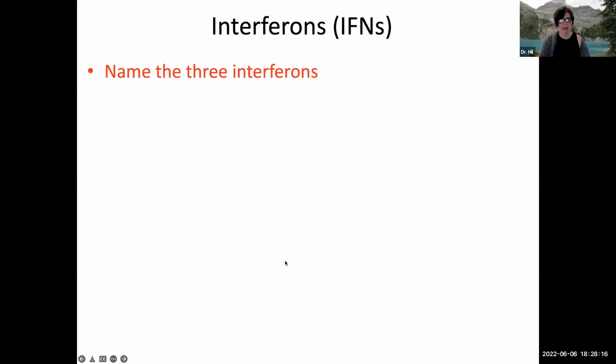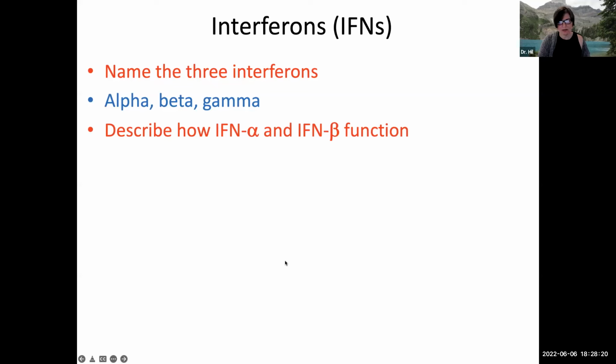Alpha, beta, and gamma. All right, so alpha and beta basically do the same thing. If you were to describe their function, what would you say? Put that into the chat. How would you describe what alpha and beta do?